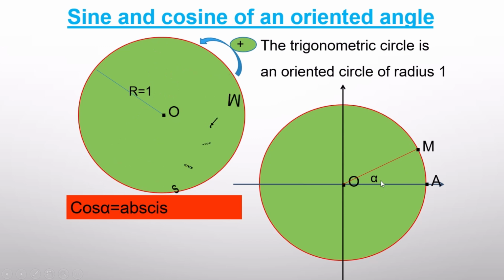What is the cosine alpha? Cosine alpha is the abscissa of M, and sine alpha is the ordinate of M. If we draw from M the perpendicular MH to OH, OH is cosine alpha, MH is sine alpha.